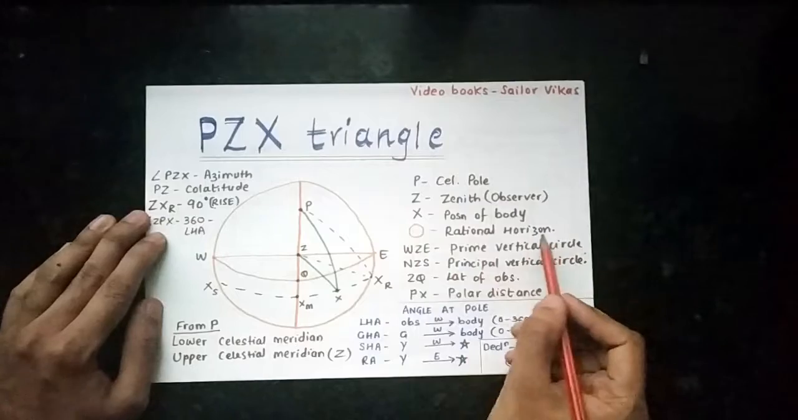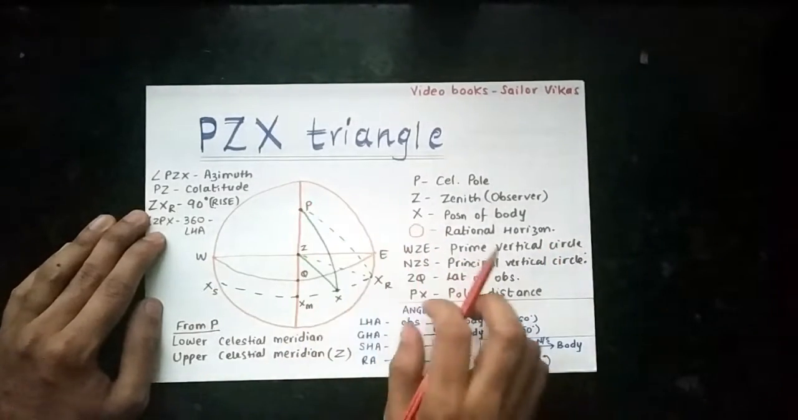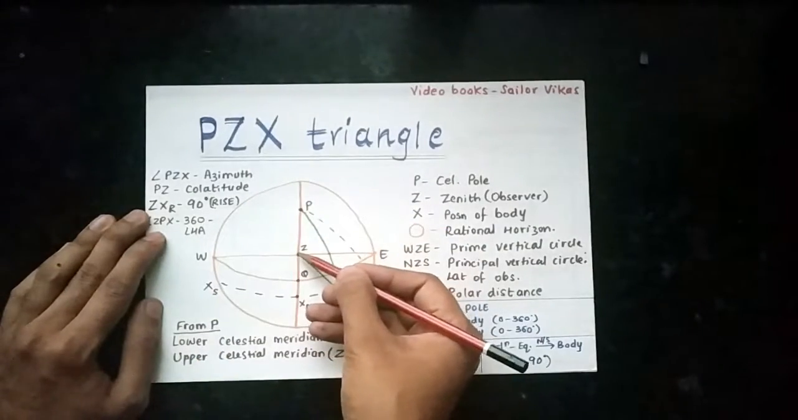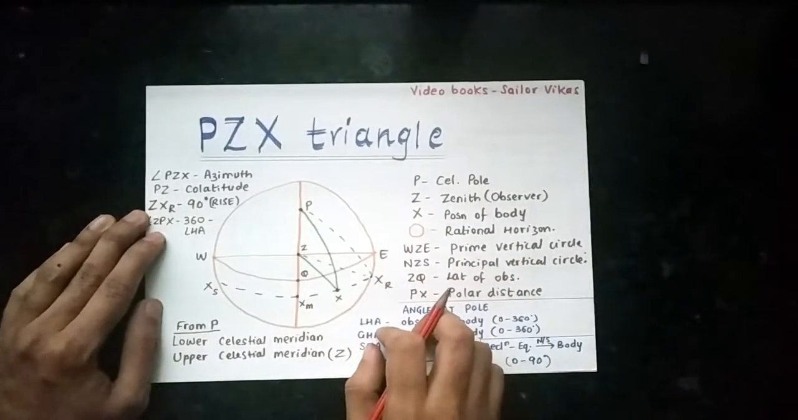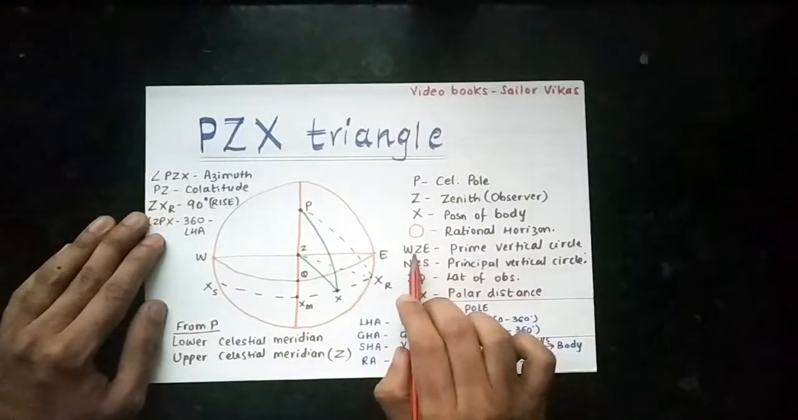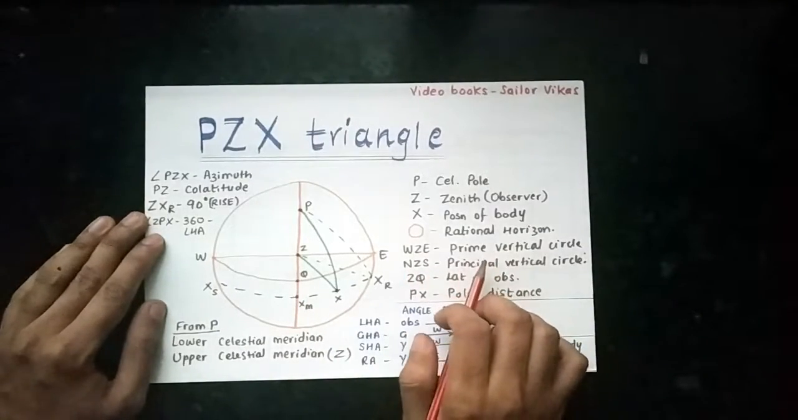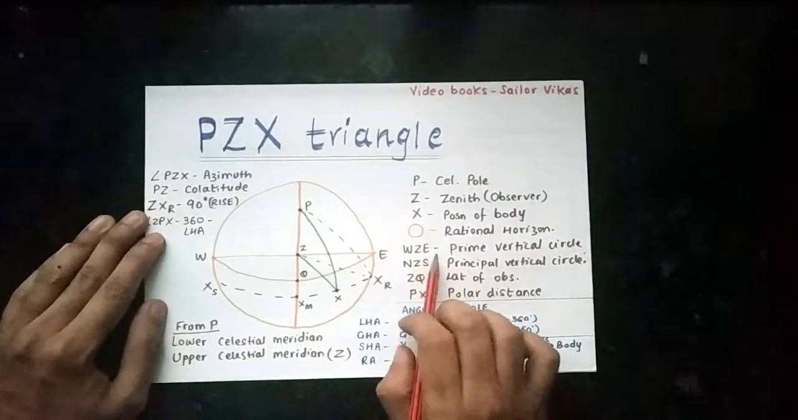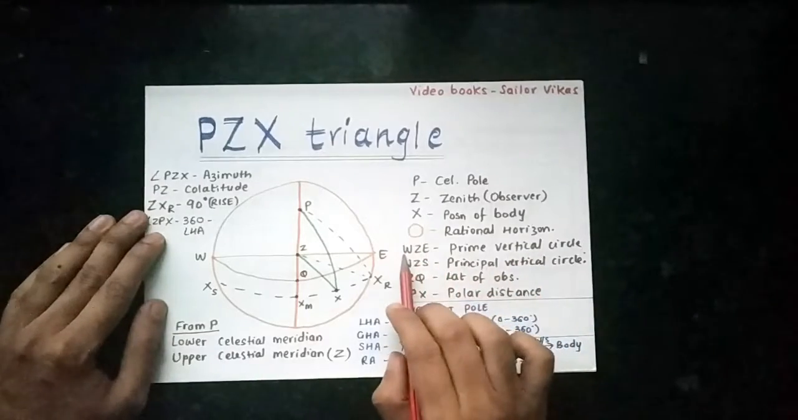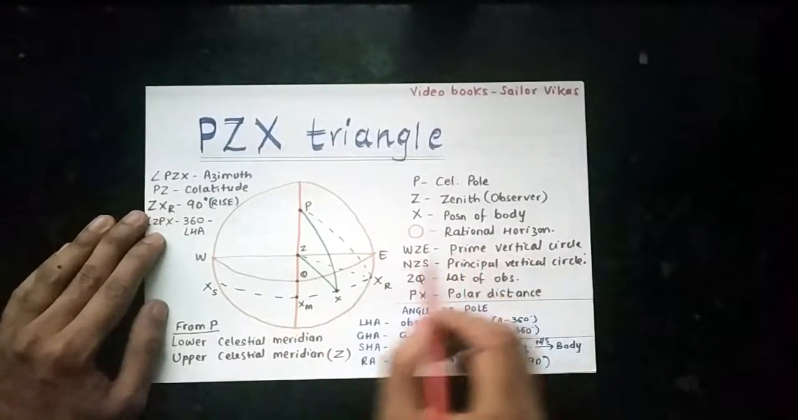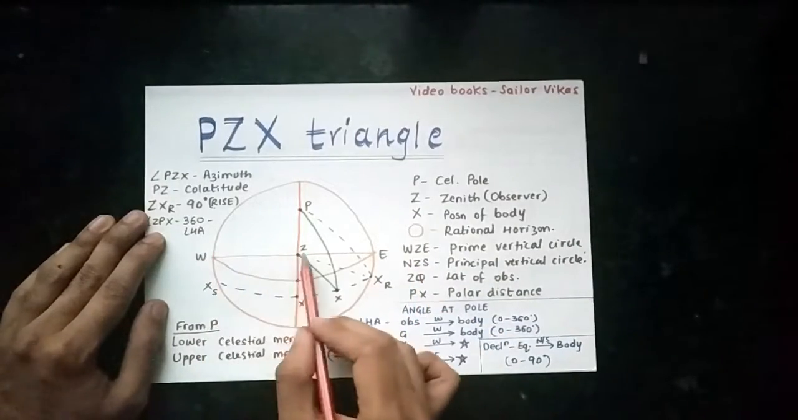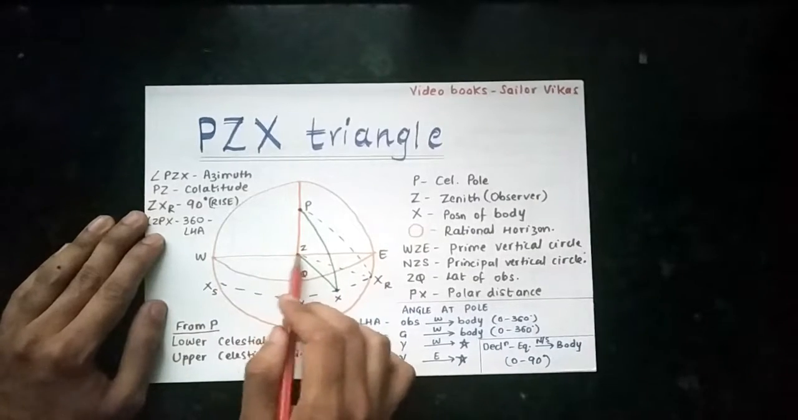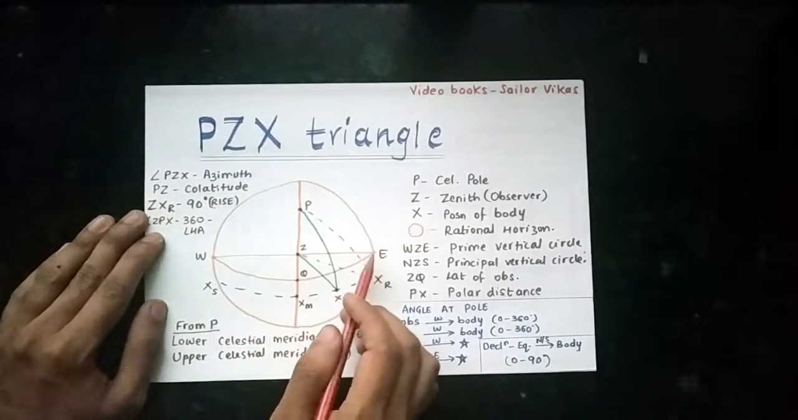Now this circle, you can see, is the rational horizon. As I have already explained in the model, it is nothing but a great circle which is separating the zenith and the nadir equally. Other than this, we have a prime vertical and a principal vertical circle. Basically, vertical circles are nothing but great circles. The vertical circle which is passing here, you can see WZE, the east-west vertical circle which is passing through the zenith, is known as the prime vertical circle.